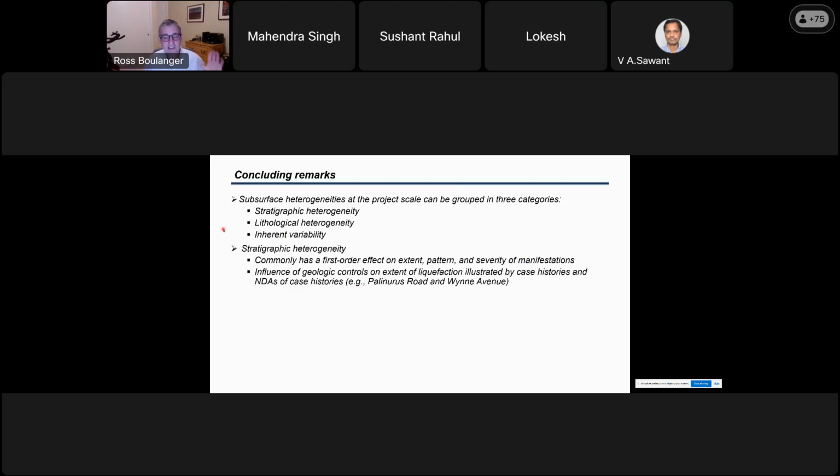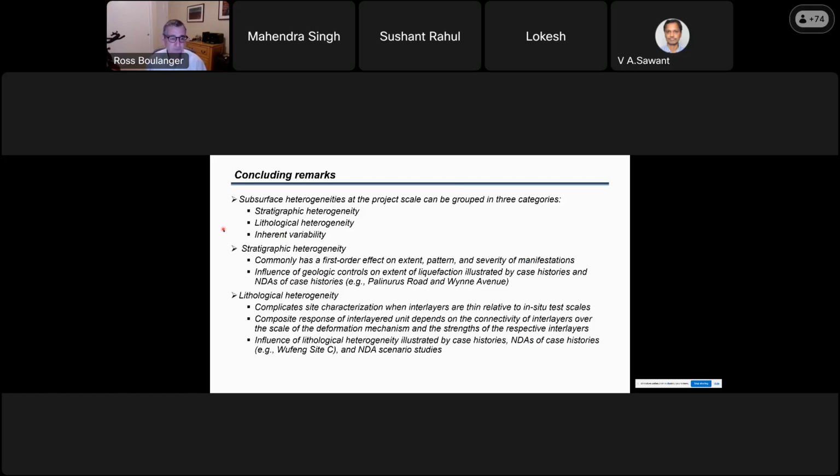Stratigraphic heterogeneity, we see over and over again, it has a first order effect on the extent, pattern, and severity of manifestations. We see it in case histories, we see it in nonlinear dynamic analyses, and I just showed you some examples today. So you got to get the stratigraphic details right.